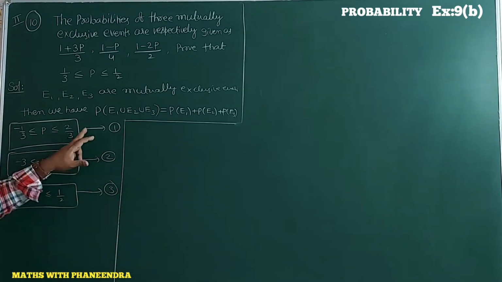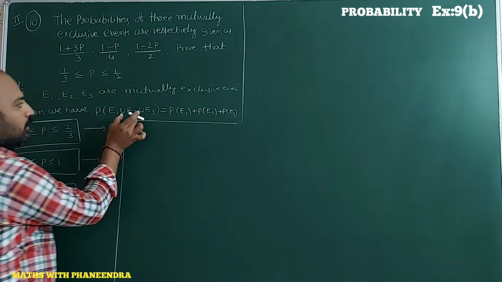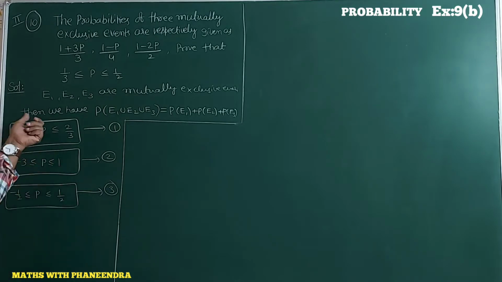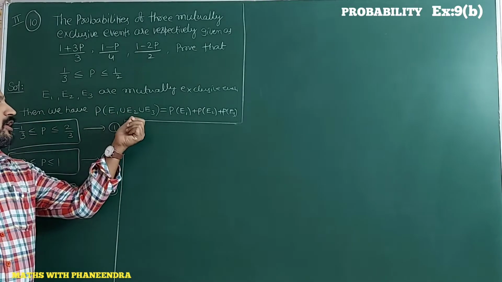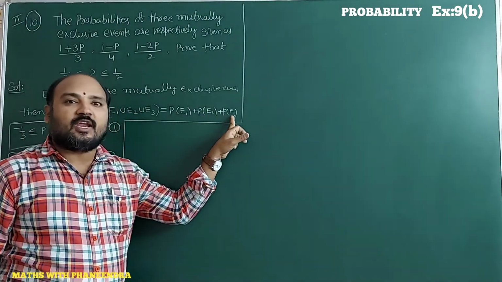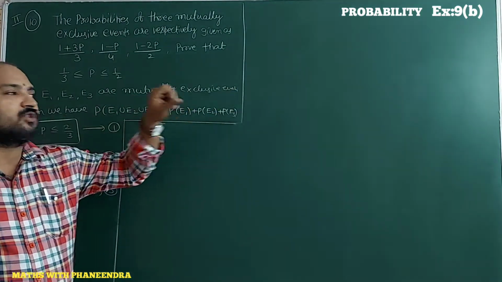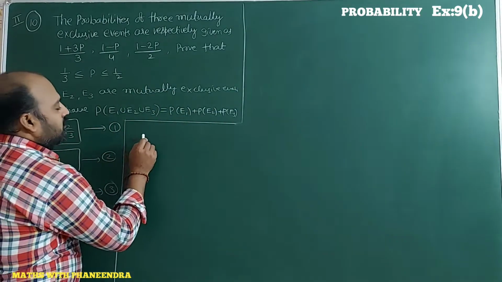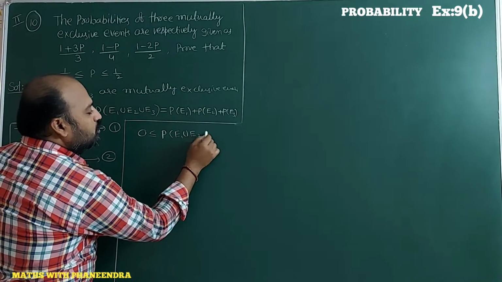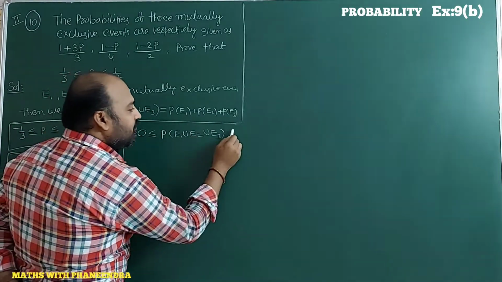Yeah, these are the 1, 2, 3 equations we got in the previous step. Now, again you have to consider: E1, E2, E3 are mutually exclusive, then we have probability of E1 union E2 union E3 equal to P of E1 plus P of E2 plus P of E3, because the rest of the terms go to 0 since they are mutually exclusive events. 0 is less than or equal to P of E1 union E2 union E3, which is less than or equal to 1.